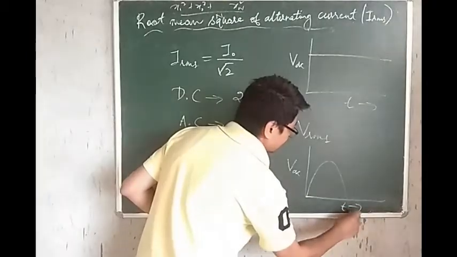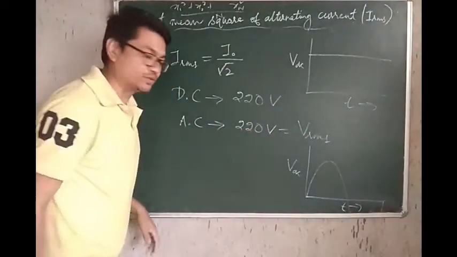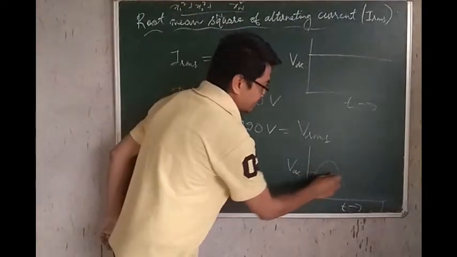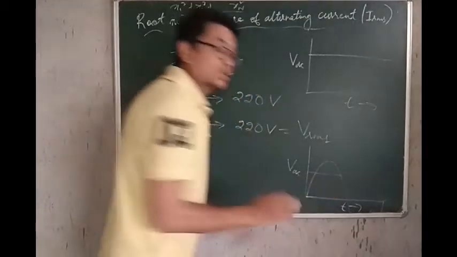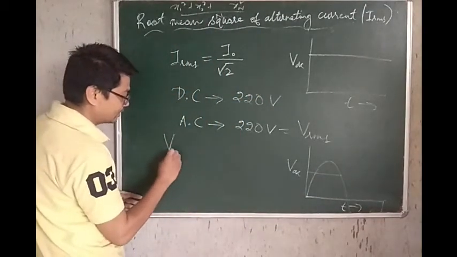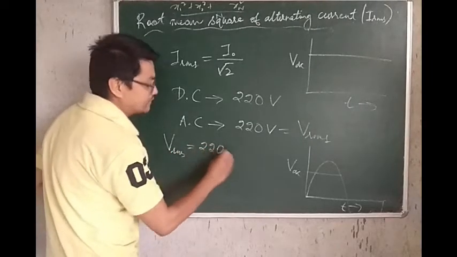I hope you can see the invisible part over here. So 220 volts is somewhere around here. This is 220 volts, it's not the peak value. So to say, if you want to get the peak value, VRMS, this is 220 volts.